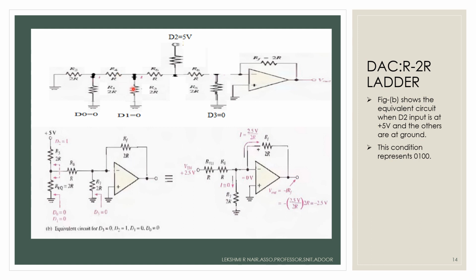Again 2R parallel 2R. Equivalent value is R. That R plus this R plus R is 2R. This much we can simplify.